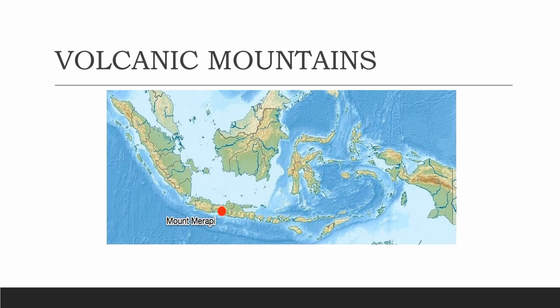Moving to the next type, that is volcanic mountains. These are the ones we know as volcanoes. So if there is a volcanic eruption and the magma rises up from the earth and reaches the surface, it is known as lava. A very famous example we can consider is Mount Merapi. It is in Indonesia, in the Indonesian island series. This is Java Island. So this is formed by the process of volcanic eruption.